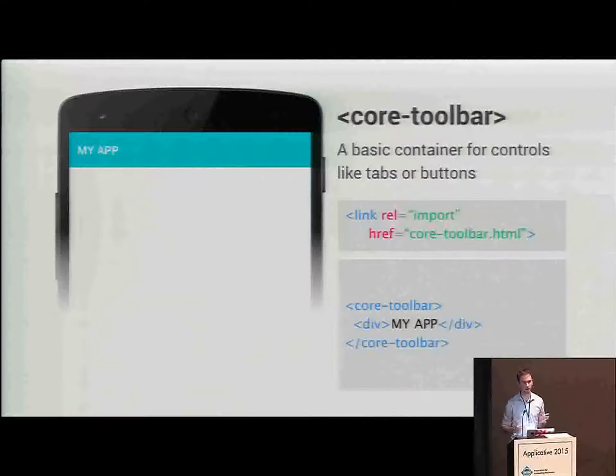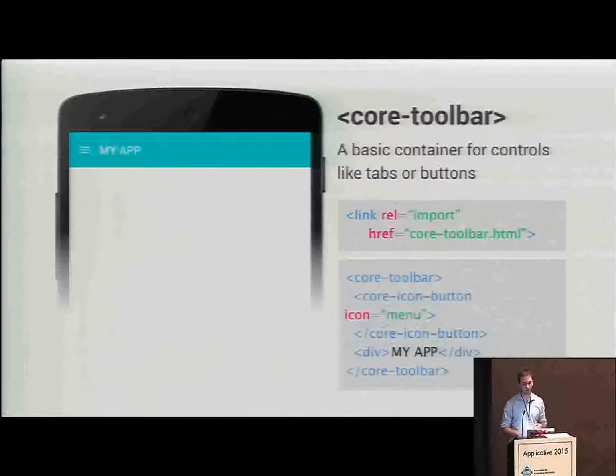Great, straightforward, simple. What if I want to put more inside of there? What if I wanted to put a hamburger icon? I can do that. We have another element called core icon button. I can say the icon is a menu, again totally declarative, and it lays it out right there, puts it to the side, gives the nice spacing. My core toolbar gives the nice spacing for me. I didn't have to write any CSS to achieve this. I just wrote markup and it gave me this. Of course, I can style it if I would like, but the core toolbar itself gave me all this power right away.